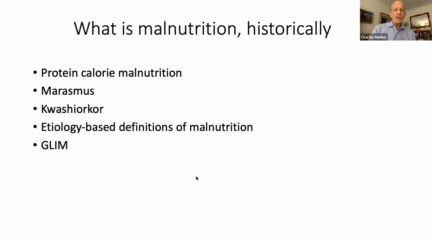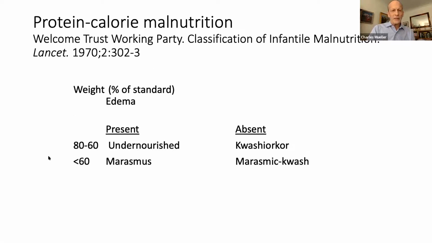So what is malnutrition historically? We learned in school, most of us, it's protein-calorie malnutrition. We use this terminology, marasmus and Kwashiorkor, which is really very outdated, you guys. Not the clinical syndromes that have been described, but the causes of marasmus and Kwashiorkor. So I'm going to try to distinguish them for you, because they really have been distinguished by the etiology-based definitions, which have recently been updated a little bit in the GLIM publication. So we're going to go through the history a little bit.